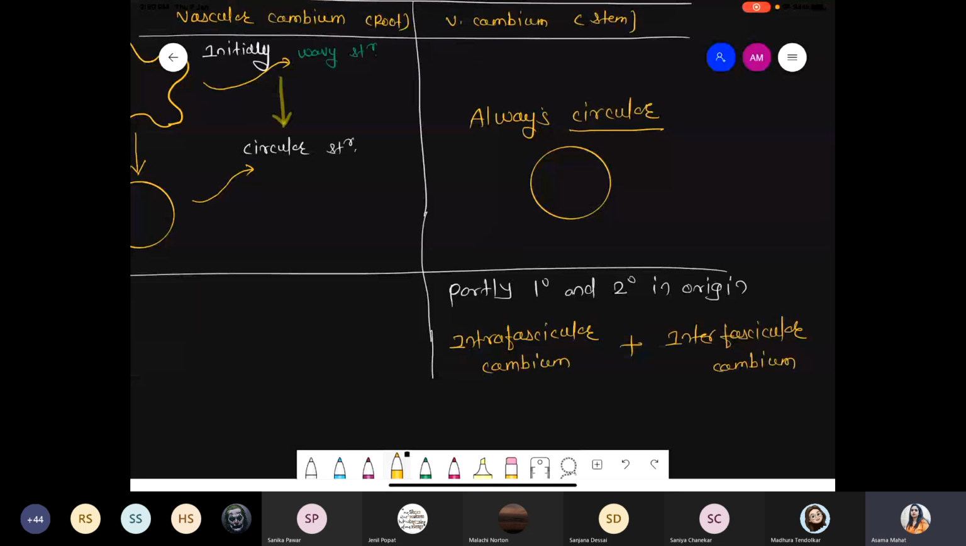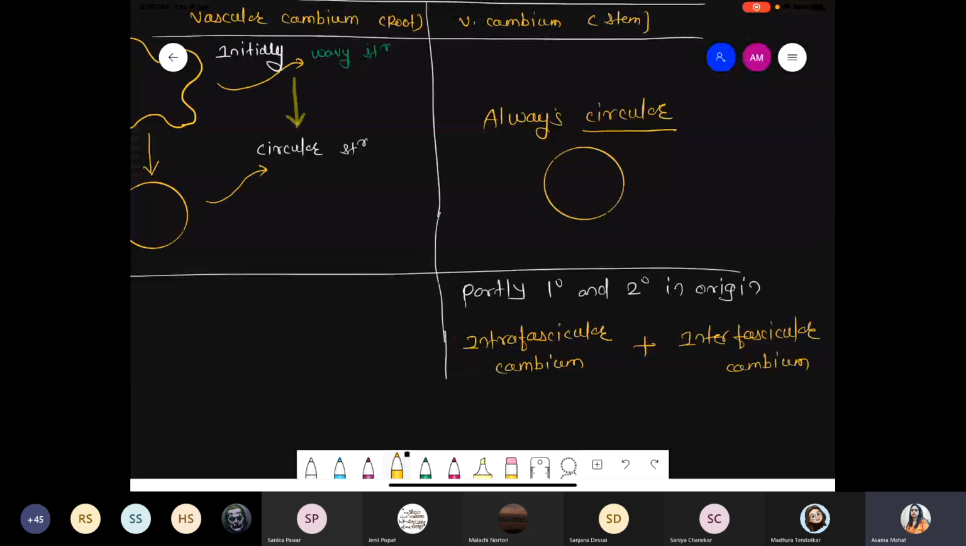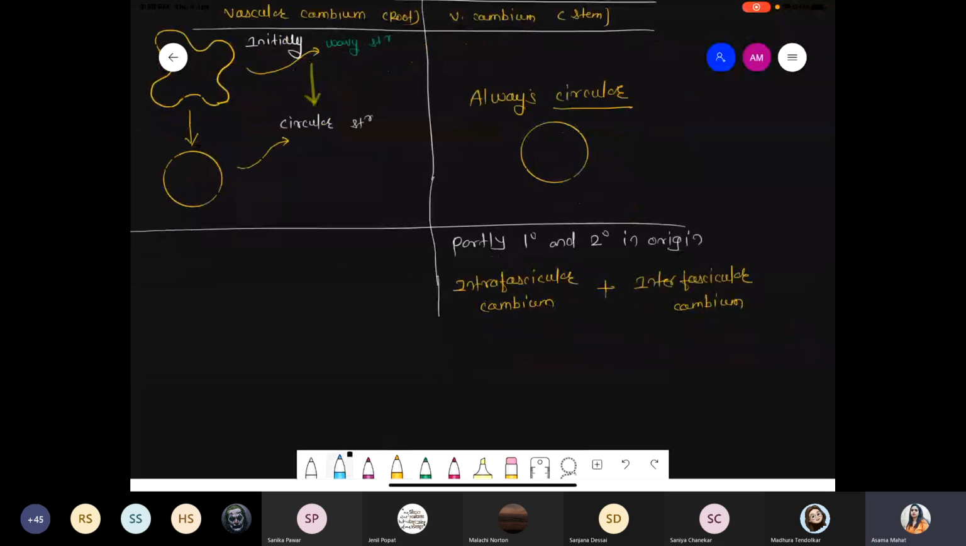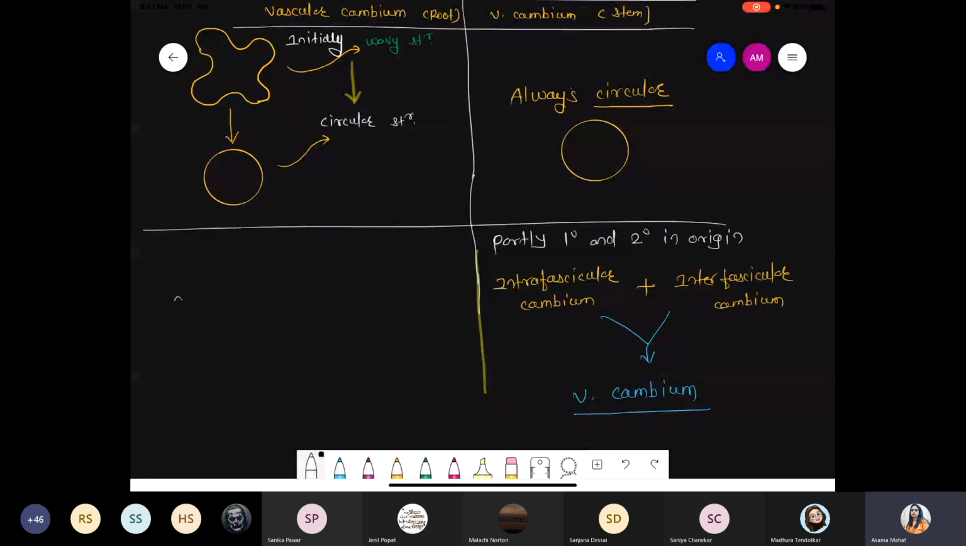Interfascicular cambium, and after the joining, there is a formation of one ring-shaped cambium that is called the vascular cambium. Circular shape vascular cambium. So that's why we are using the words partly primary and partly secondary, meaning 50-50%. But please remember, when you compare vascular cambium in case of the dicot root, they are always and always secondary in origin. No primary. Completely they are secondary in origin.